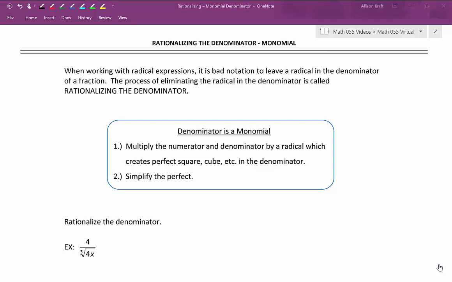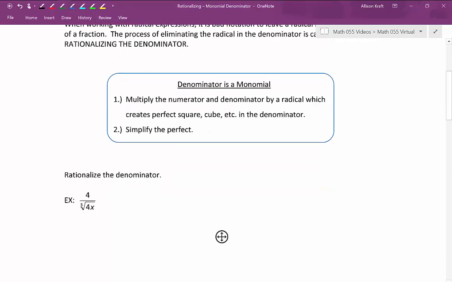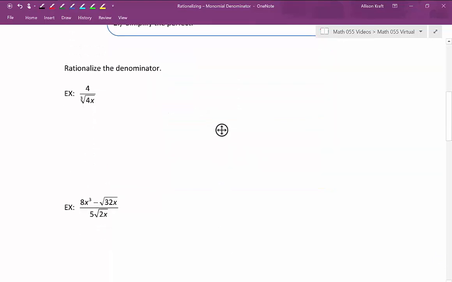In this video, we'll be rationalizing monomial denominators. When working with radical expressions, it's considered bad notation to leave a radical in the denominator of a fraction. The process of eliminating the radical in the denominator is called rationalizing the denominator. So if your denominator is a monomial, you want to multiply the numerator and denominator by a radical which creates a perfect square, cube, whatever, in the denominator. And then you want to simplify any radicals or perfects that you have.